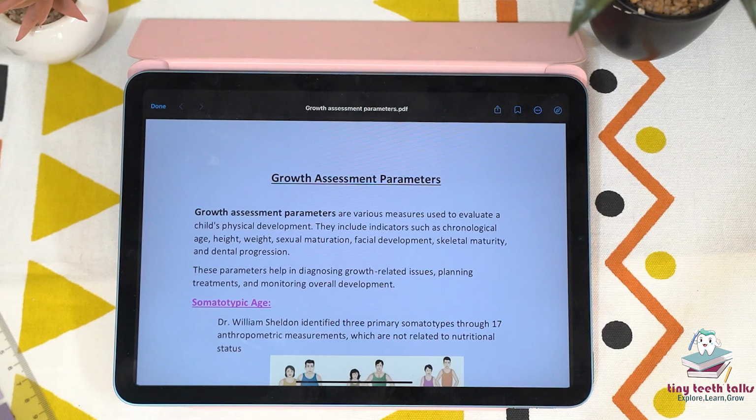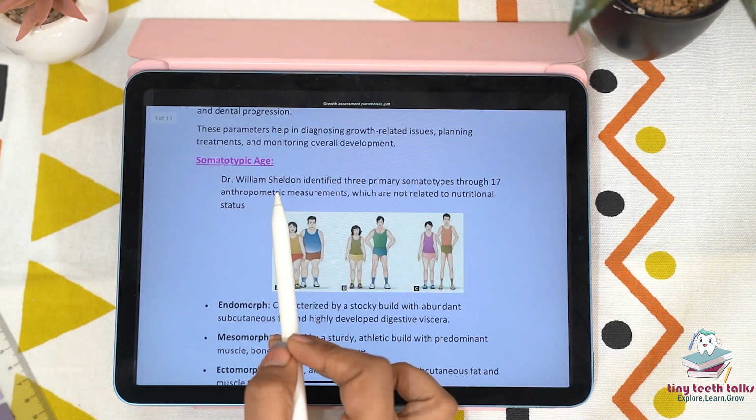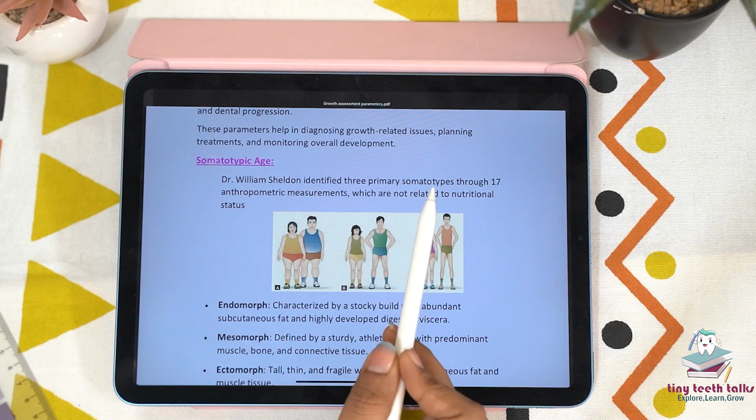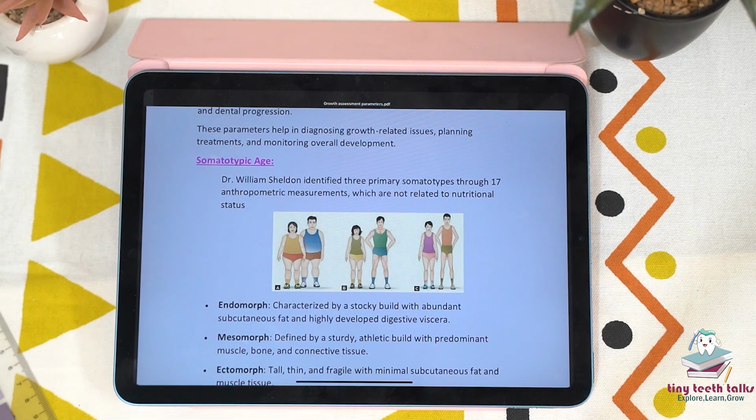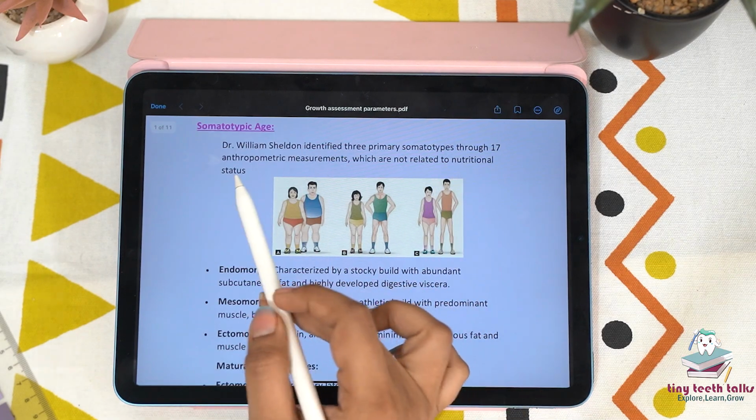Growth assessment parameters provide a framework for understanding and managing a child's dental and skeletal development, ensuring timely, effective, and personalized dental care. There are various parameters. First is somatotypic age. Somatotype means body type. Dr. William Sheldon identified three primary somatotypes through 17 anthropometric measurements. Anthropometric measurements refer to the systematic collection and study of human body dimensions such as height, weight, and limb circumference, which are not related to nutrition status.